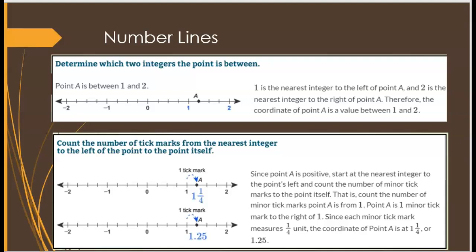So let's look at you have to decide the integers. Well, let's look at point A. Point A is on the second tick mark. Here's the first one. That's 1. And here's 1/4. So this point is between 1 and 2. It's at 1 and 1/4. That would be explained here. You can go ahead and stop the video if you want and read the explanation here.